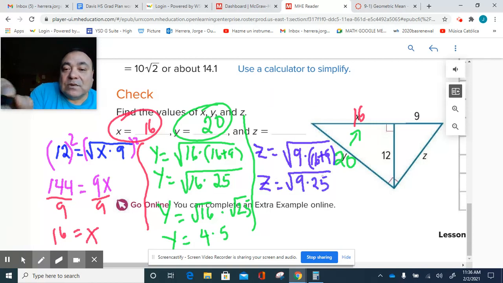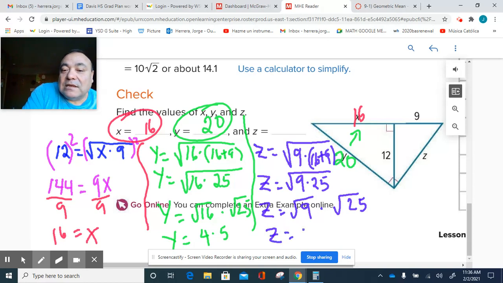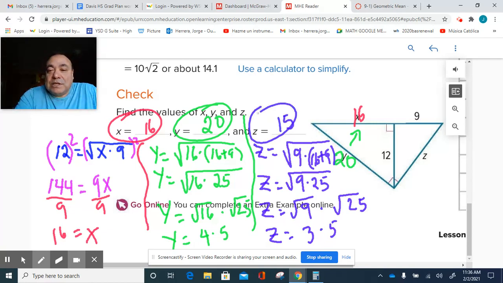Oh my gosh, this is so easy now. I got z equals the square root of 9 times the square root of 25, because it's the same thing. You just live in the same little house, separate them. So z equals the square root of 9, which is 3, times 5, which would be 15. So this is 15. There it is.